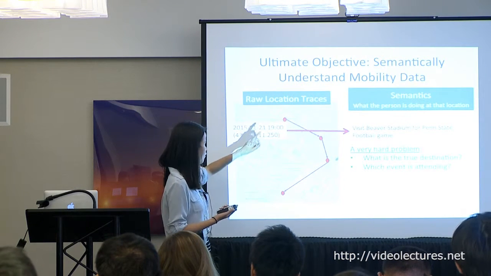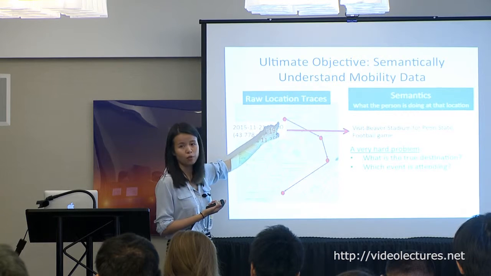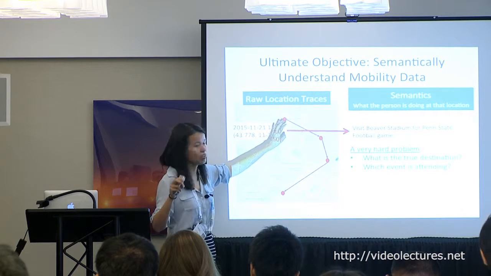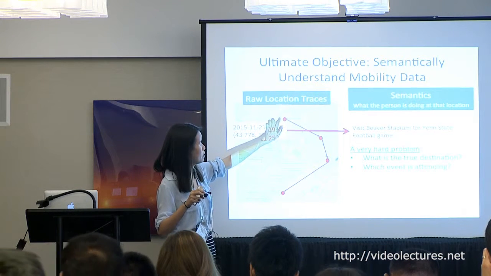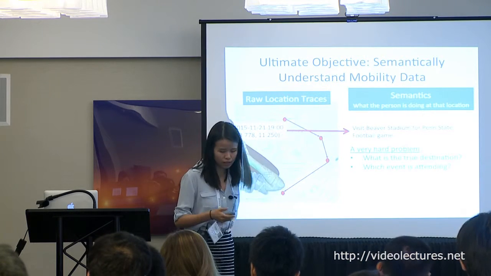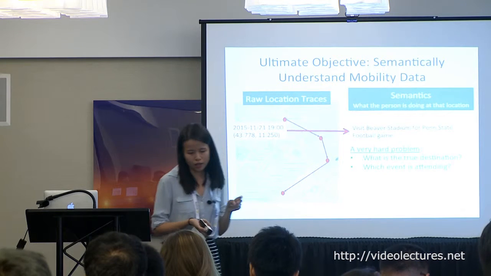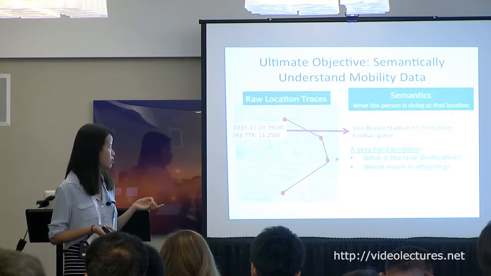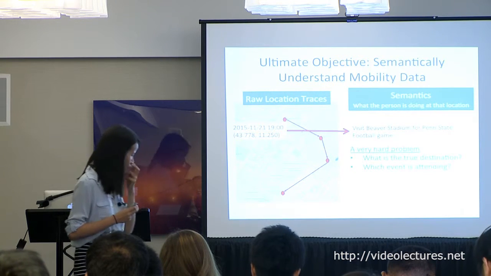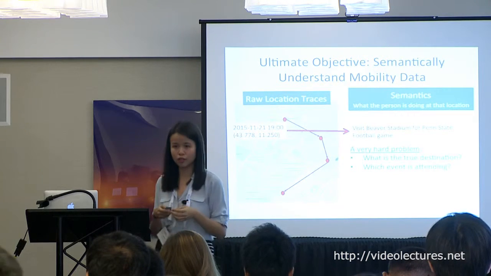The first layer is, given your GPS location, you need to know I'm actually visiting Beaver Stadium, not a coffee shop or an office building nearby, because there's also noise in the GPS positioning. So you want to match the actual GPS location with the point of interest I'm actually visiting. The second thing is even harder: not only am I visiting this location, you need to tell whether I'm visiting for work or to watch a Penn State football game. So basically, from the raw location traces, we want to know the ultimate semantics of this location movement.